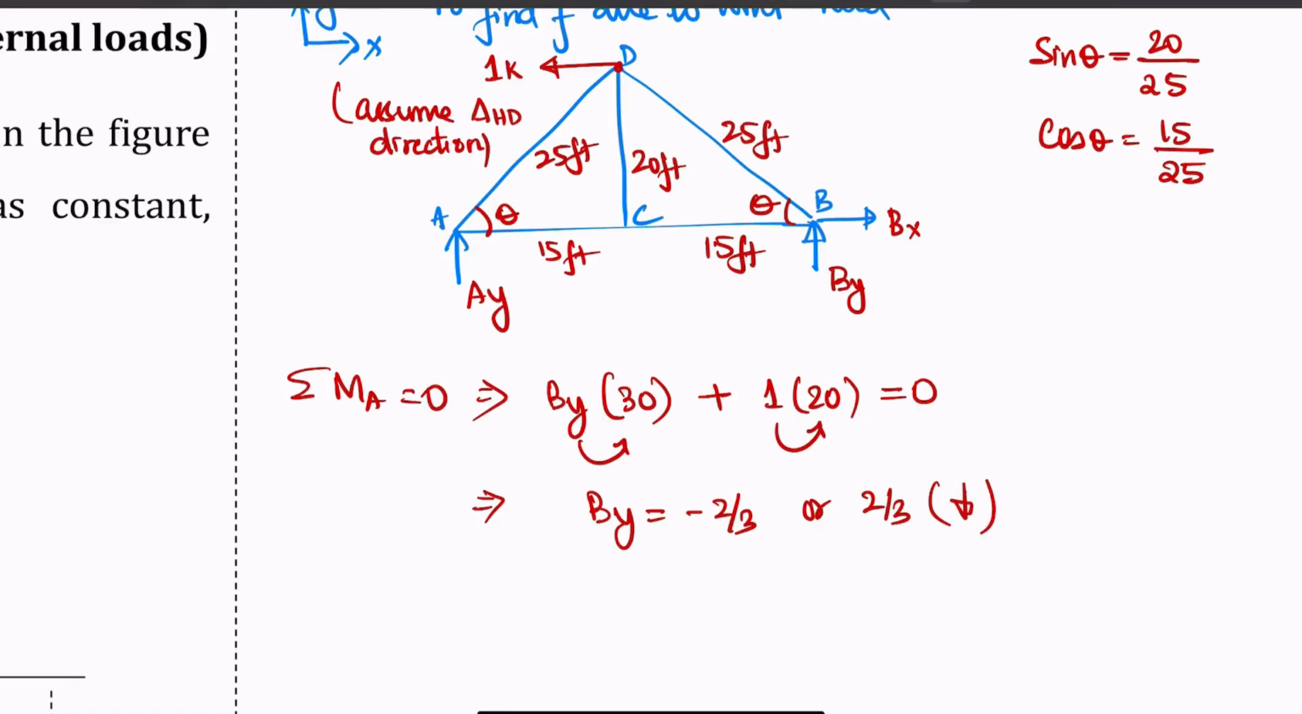This makes sense. Just imagine that this is your whole truss structure, and because you're going to apply the load in this direction, you can see that this joint will go up. If this joint deflects up, then your reaction has to come down. So By is negative, which means it'll be opposite to what we assumed. That's how we know that our sign and value are correct.